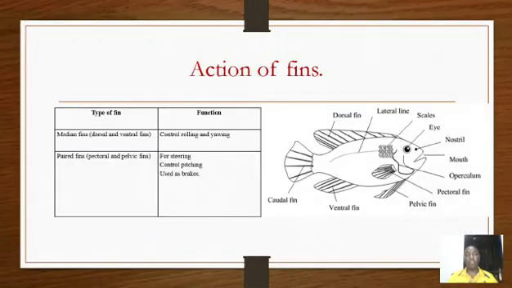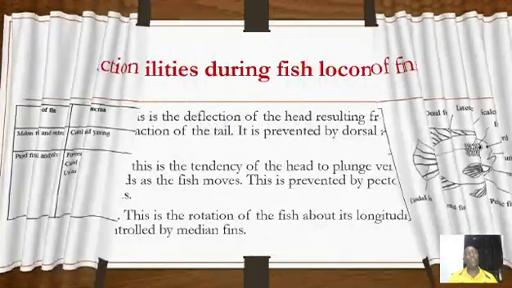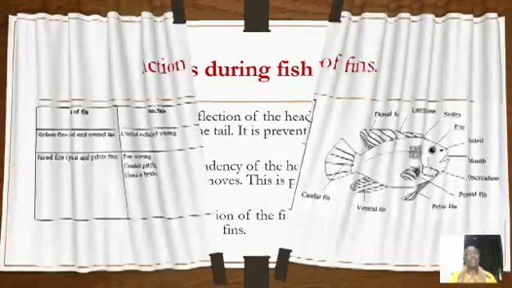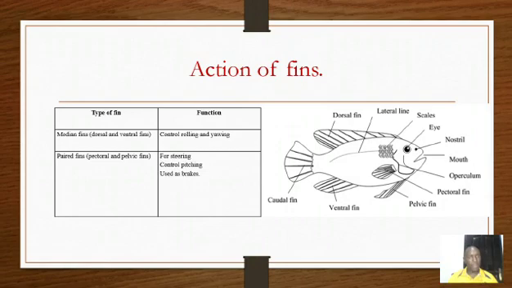So pitching is controlled by the paired fins, thereby bringing about stability. The paired fins are also used as brakes. As the fish is swimming, if it is to reduce speed and stop, then the paired fins are the ones that cause that. Meanwhile, the median fins control rolling and yawing. Rolling, yawing, pitching, those are instabilities during swimming. Rolling and yawing are controlled by the dorsal and ventral fins, while pitching is controlled by the paired fins, the pelvic and the pectoral fins.